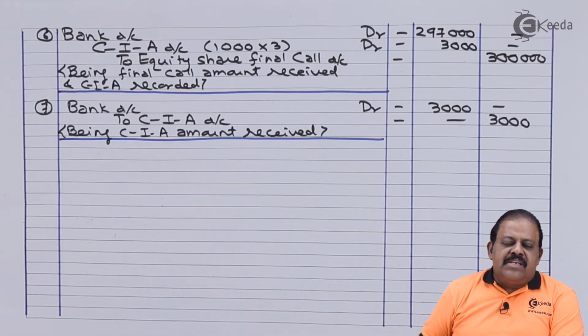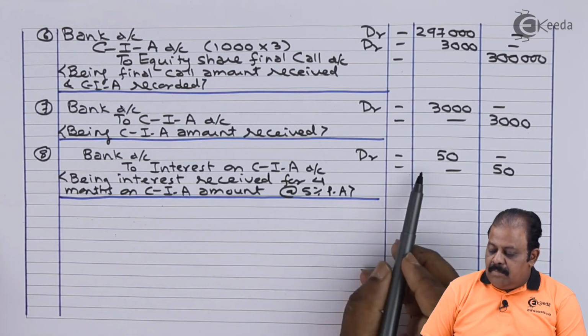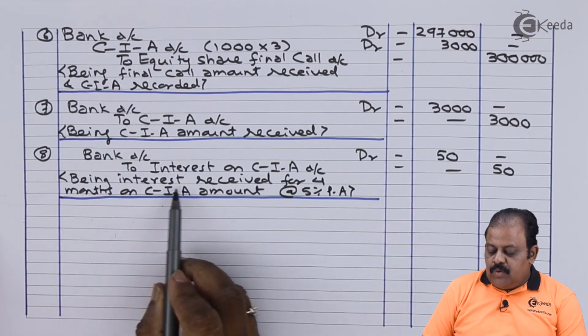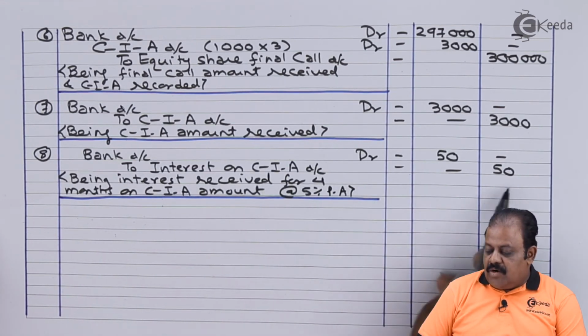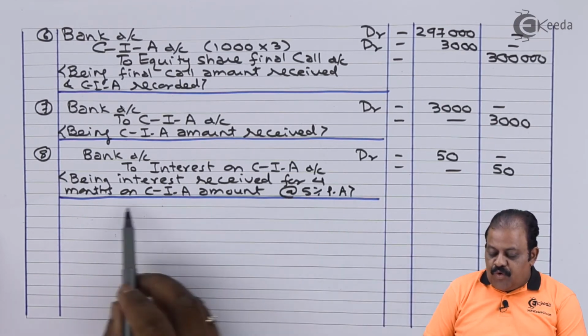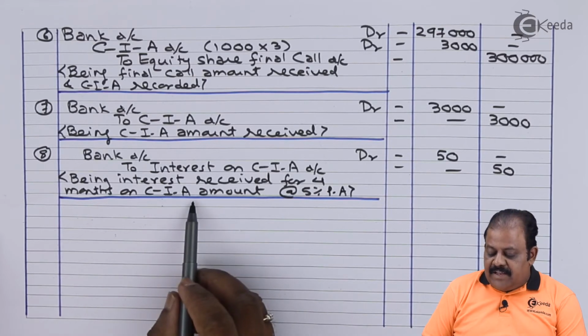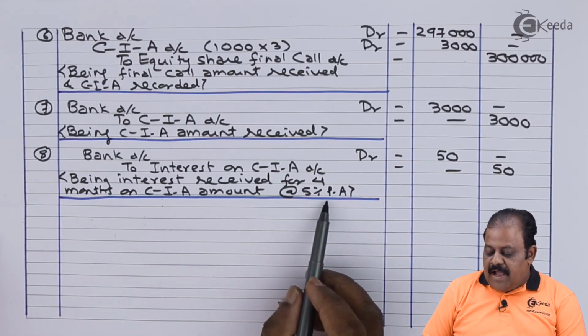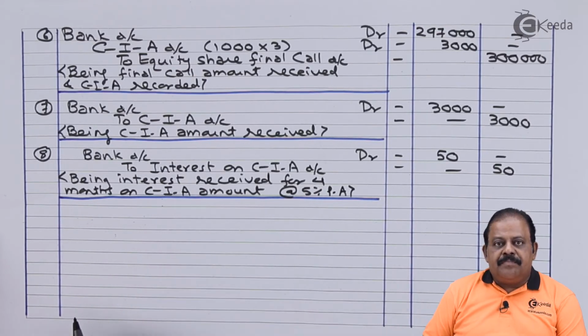Next entry is for receiving 50 rupees towards interest on calls in arrears. Bank account debit 50 rupees to interest on calls in arrears account 50 rupees, being interest received for 4 months on calls in arrears amount at the rate of 5% per annum.